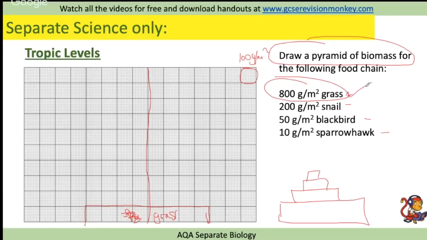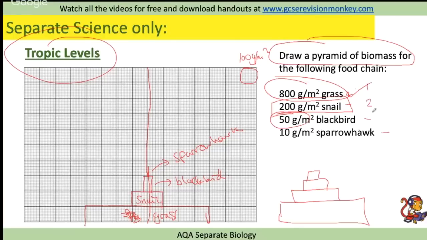Okay, that's that one done. Then the next one up is 200 grams per meter squared of snail. So just one either side like that. And that is my snail. And the next one, 50. So I just need 25 on this side, 25 on this side to make my 50. And if my label doesn't fit, I'll put that on the outside. Blackbird. And my sparrowhawk is just going to be 10. So I'll just show that by just a single line up there. And that will be my sparrowhawk. So that's how you draw a pyramid of biomass. And in terms of trophic levels, this is trophic level 1, then 2, then 3, and then 4. So the trophic levels are going up.